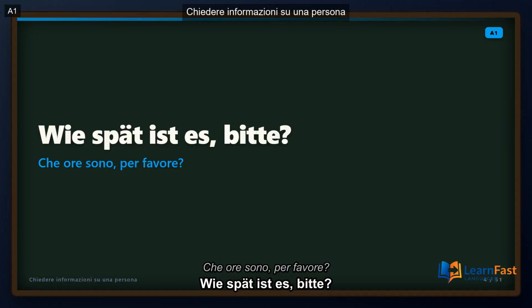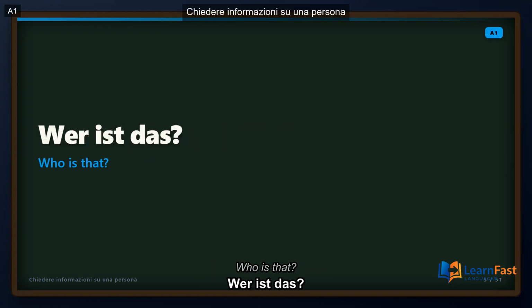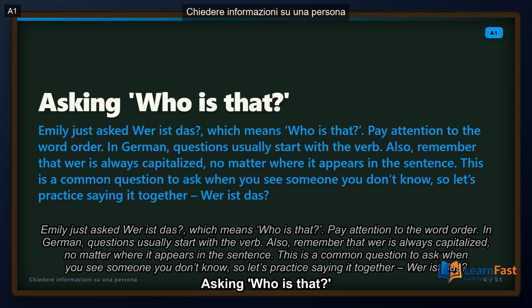Wie spät ist es bitte? Wer ist das? Emily just asked, Wer ist das?